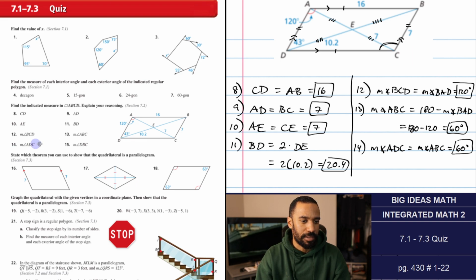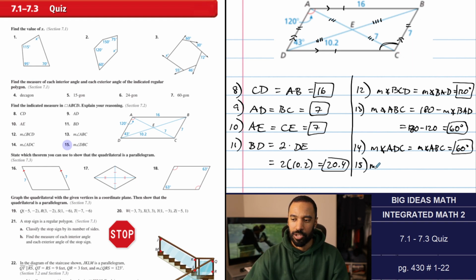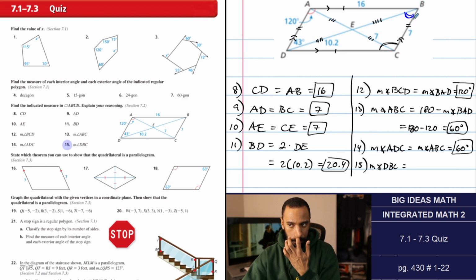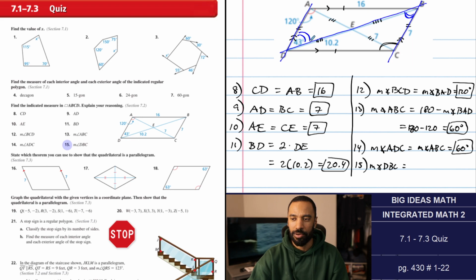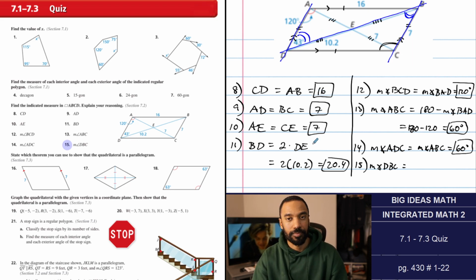Measure of angle DBC. So DBC, let's take a look at where that is as we do this. DBC is this guy right here. And once again, parallel lines. This line is parallel to this line right here. But they're not just cut by the sides of the parallelogram. They're also cut by transversals, such as the diagonals. This diagonal here, two parallel lines cut by transversal. This guy relates to this guy over here, the 43-degree angle. You know how? They're alternate interior angles.